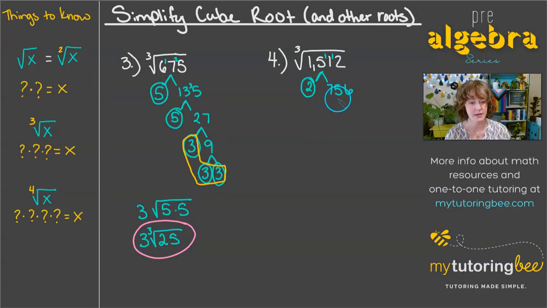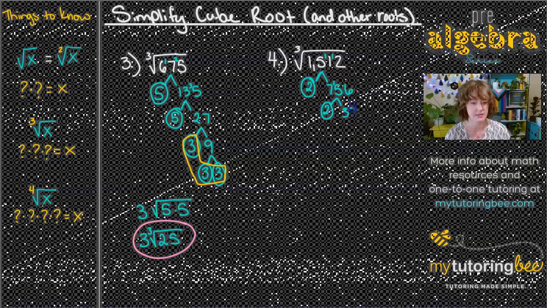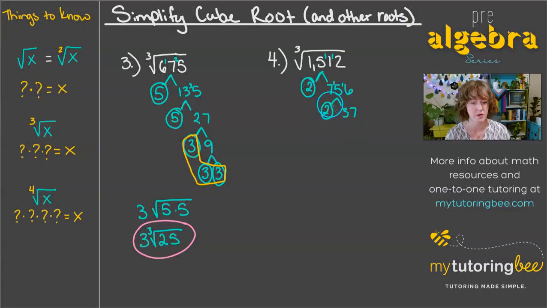Okay, let's break this down a little bit more. Again, I know I can divide by 2 because it is an even number. So 2 can go into 7 3 times with 1 left over. 2 can go into 15 7 times with 1 left over. And 2 can go into 16 8 times. All right, I can break this down with 2 again because it is an even number. So 2 can go into 3 once with 1 left over. 2 can go into 17 8 times with 1 left over, and 2 can go into 18 9 times.